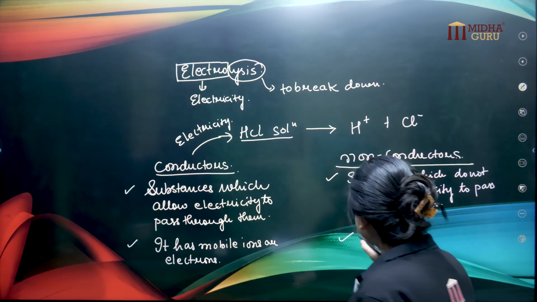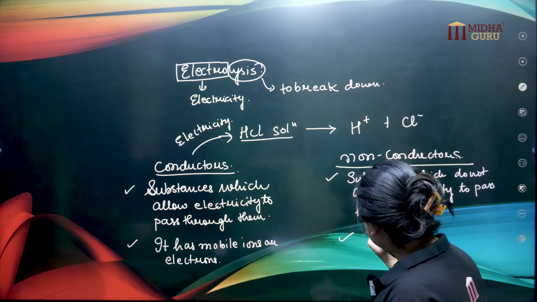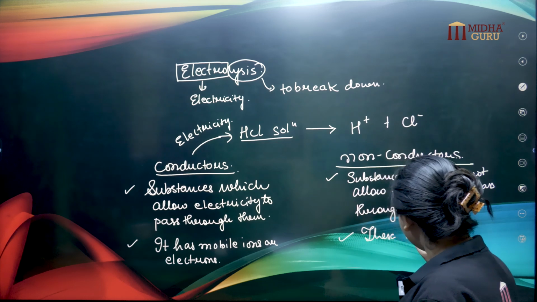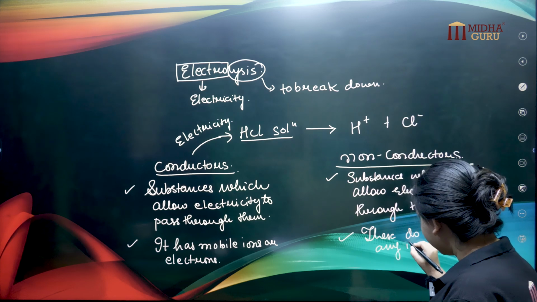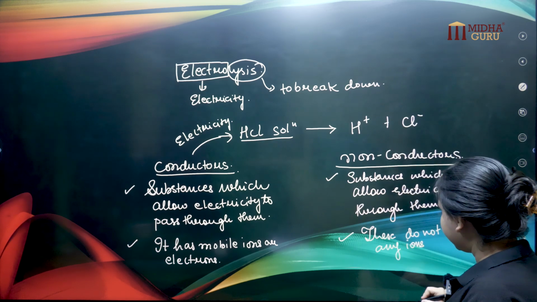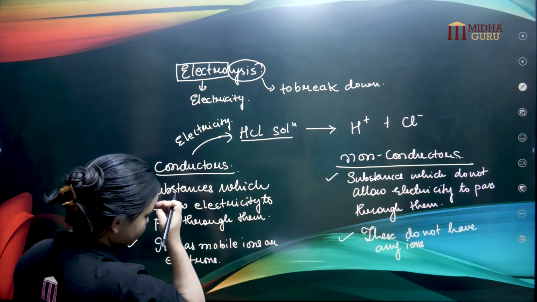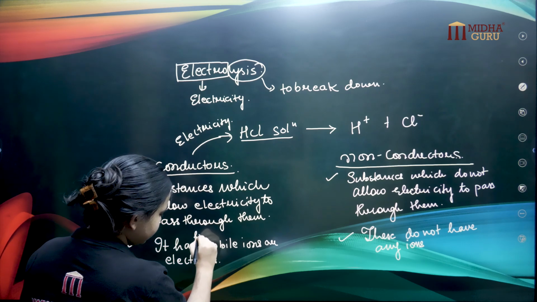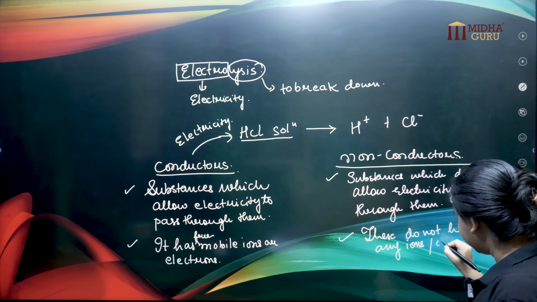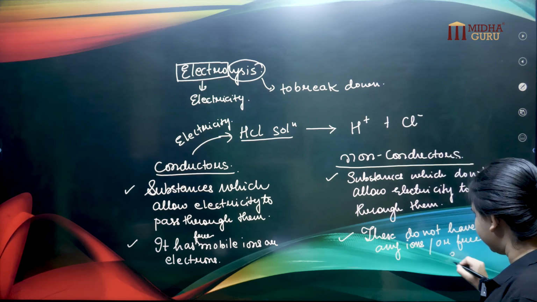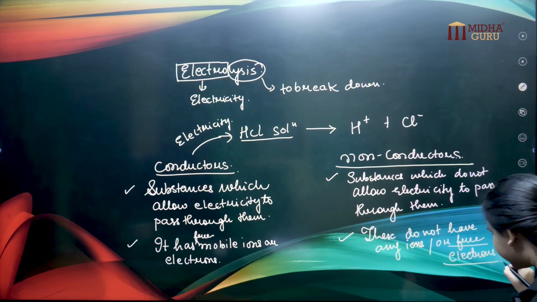Next we come, these non-conductors do not have any mobile ions. We should specify here, conductors have free mobile ions, while these do not have any ions or free electrons. That means we do not have free electrons in them.